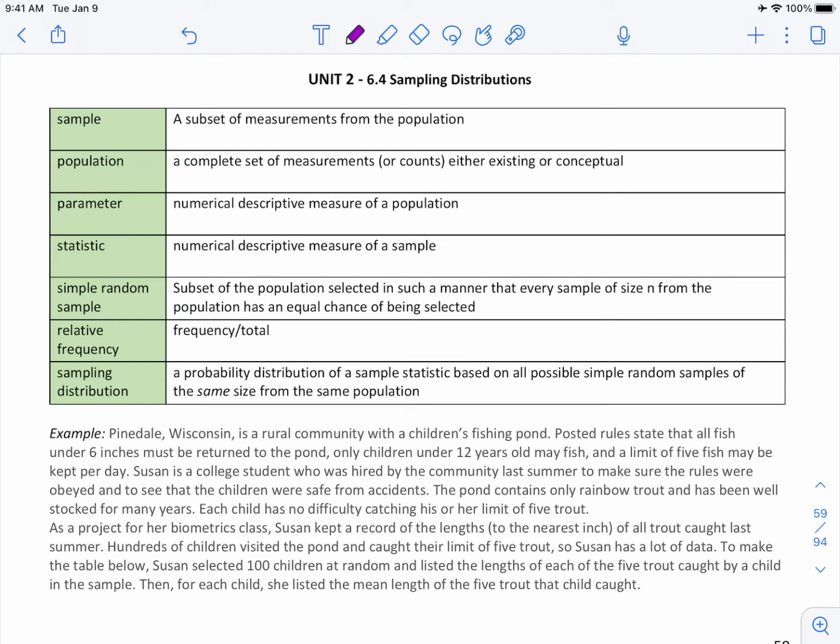So here's an example. Pinedale, Wisconsin is a rural community with a children's fishing pond. Posted rules state that all fish under 6 inches must be returned to the pond. Only children under 12 years old may fish, and a limit of 5 fish may be kept per day. Susan is a college student who was hired by the community last summer to make sure the rules were obeyed and to see that the children were safe from accidents.